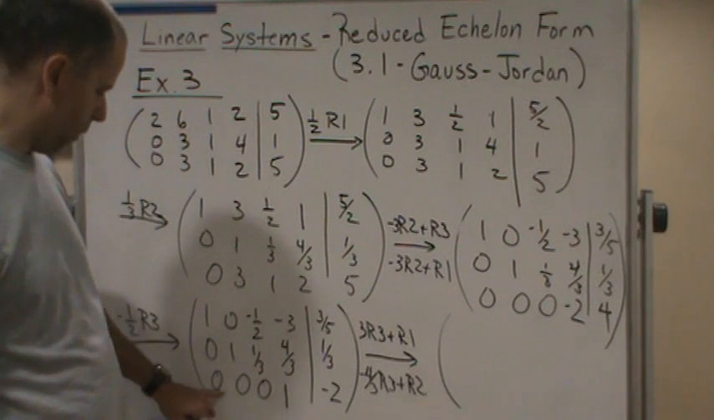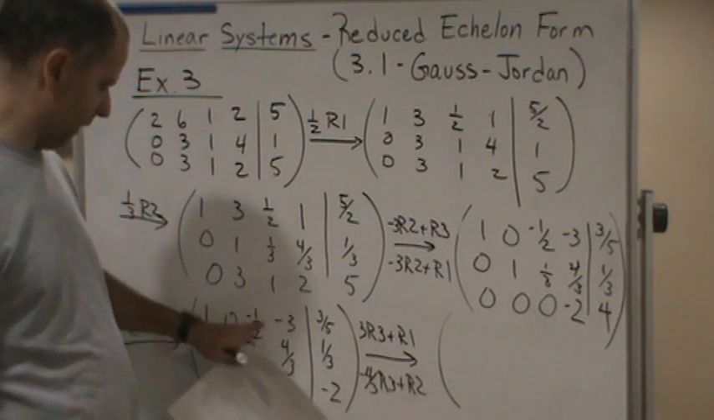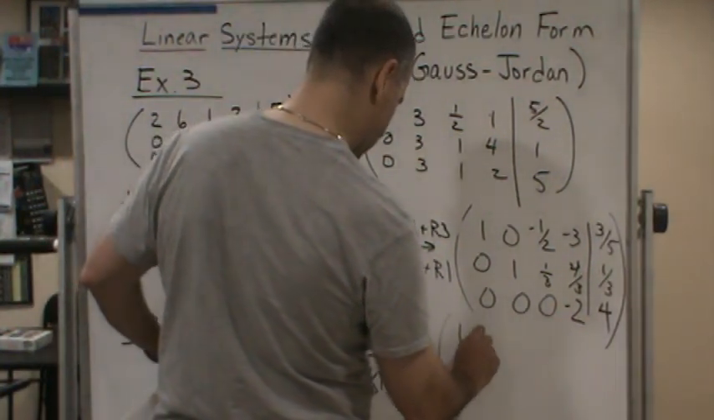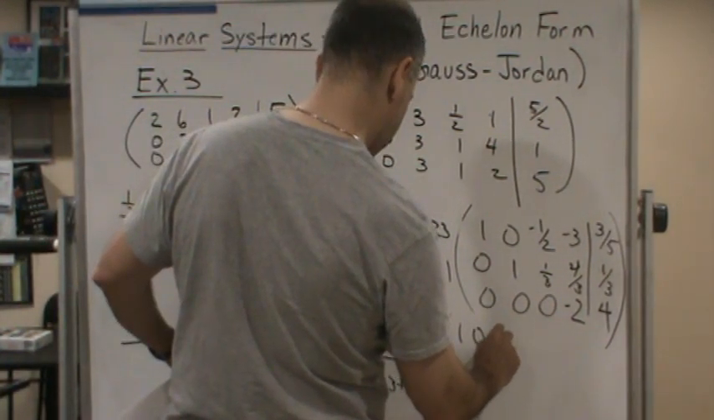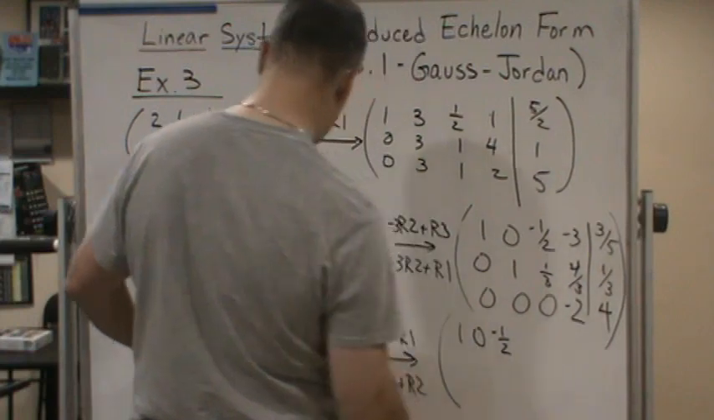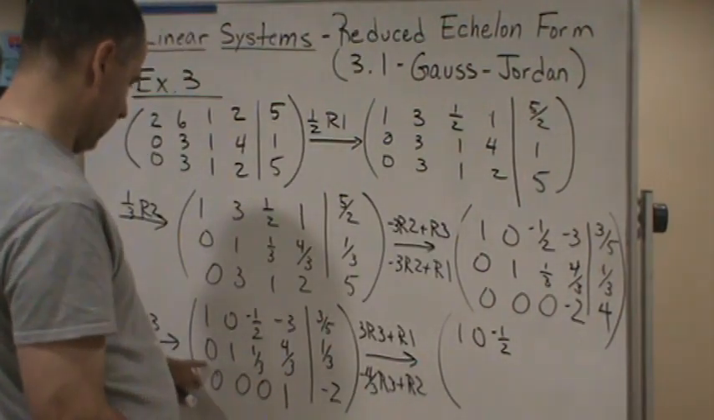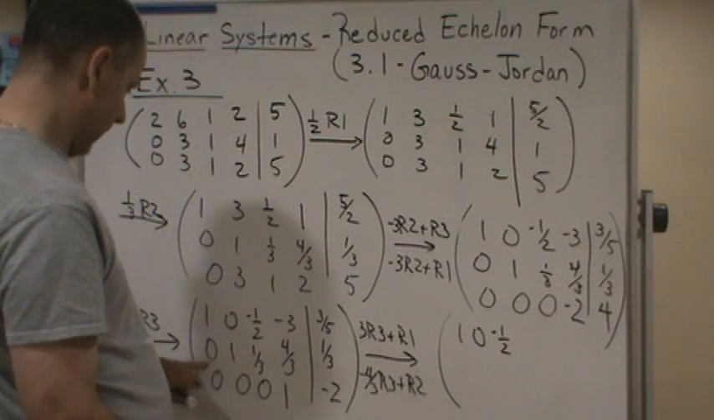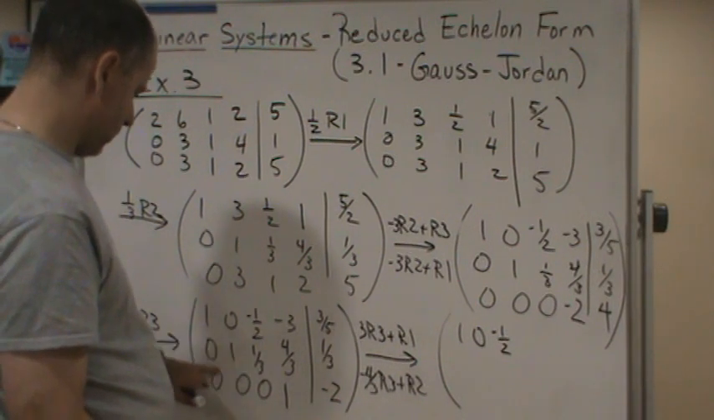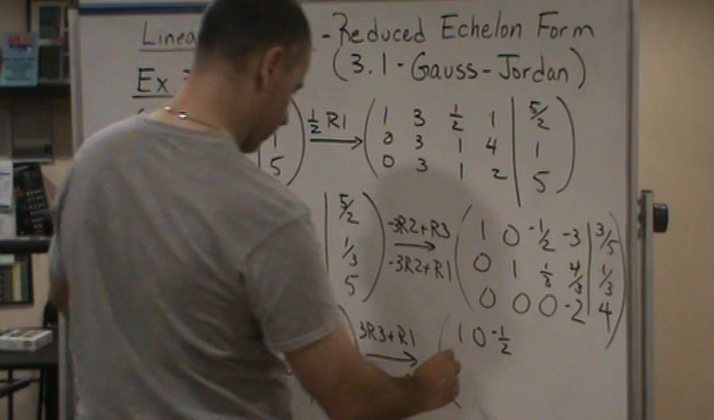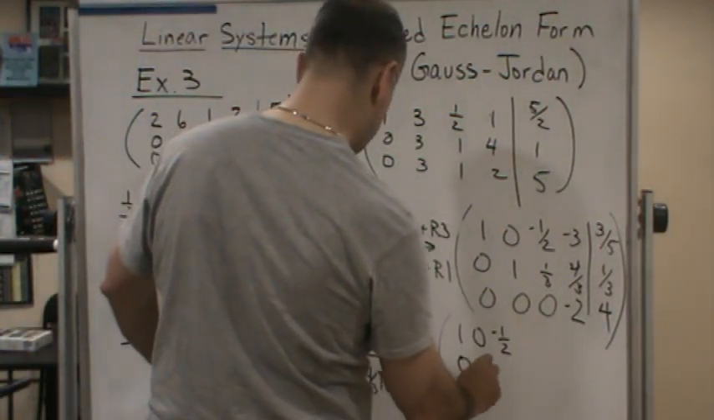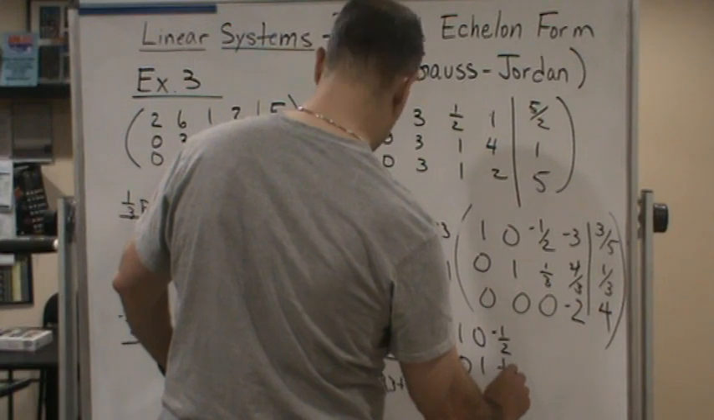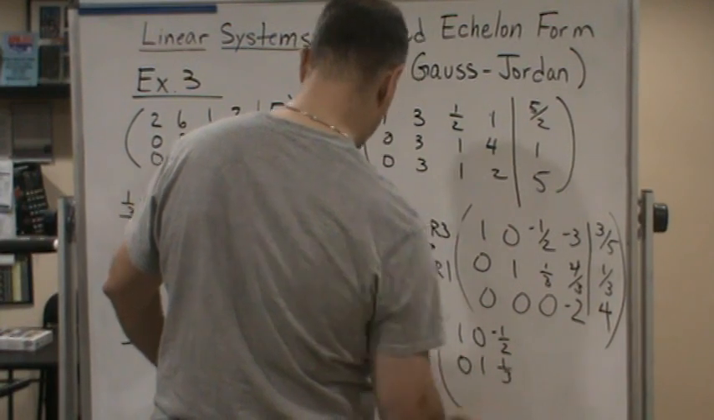So if I take 3, now notice how these zeros are going to leave these unchanged. So I can just actually write these in. 1, 0, negative 1 half. And these are going to stay the same too. So I can write these in. So this is just going to be 1, 0, 1, 1 third.